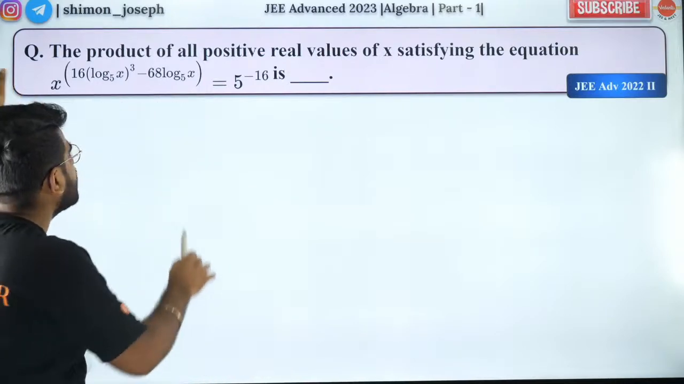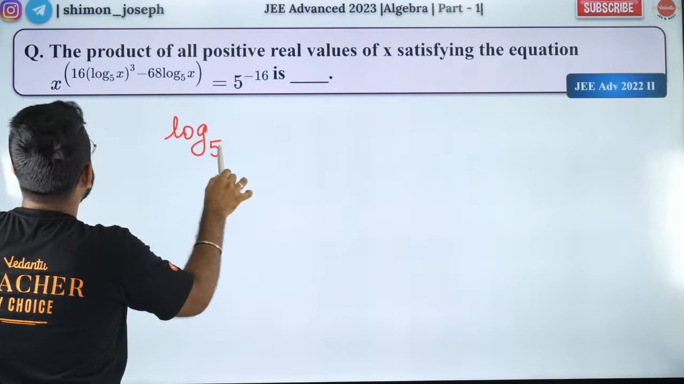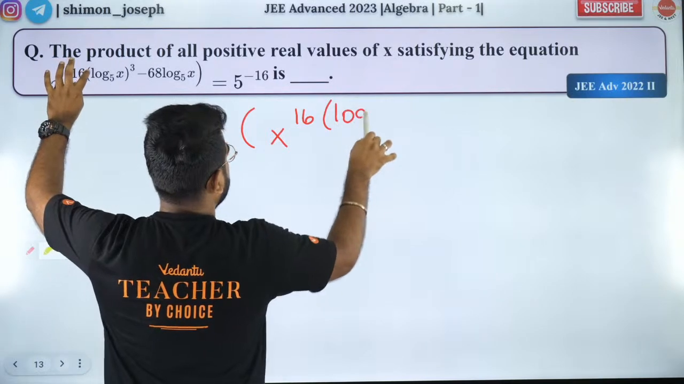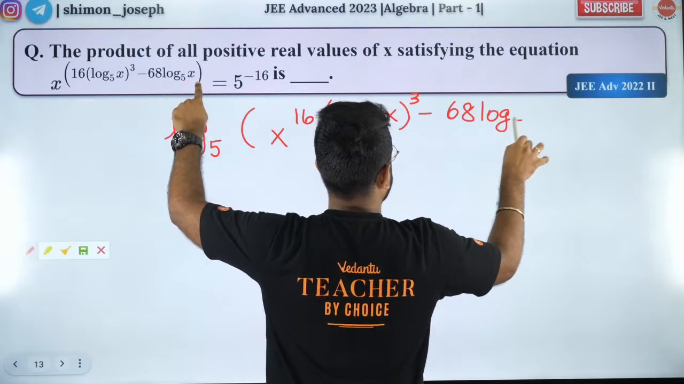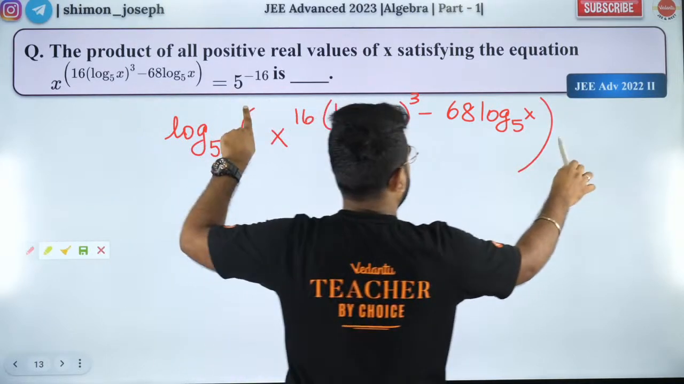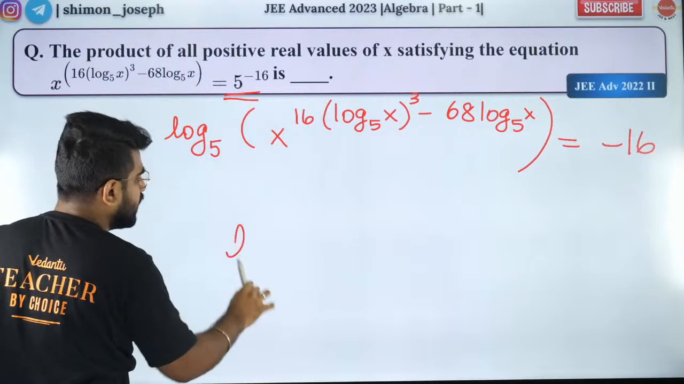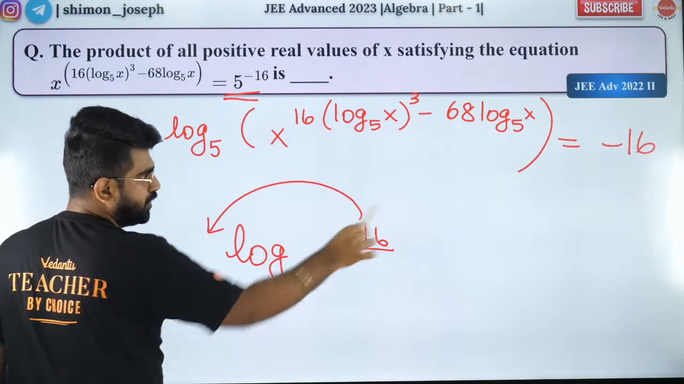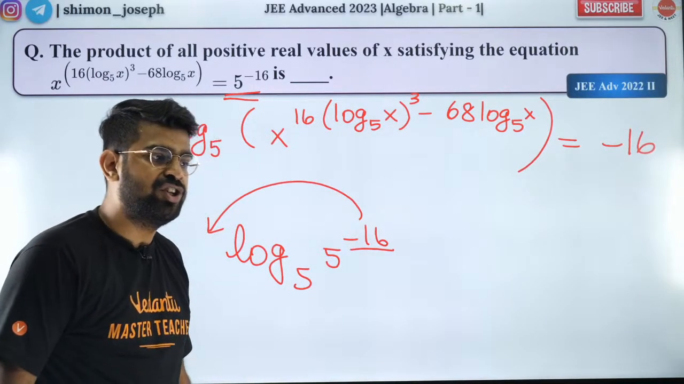So yeah, let's start off with taking log on both sides. So when I take log on both sides, I'll get what? Log to the base 5. I'll have x to the power 16 log to the base 5 x cube minus 68 log to the base 5 x. Okay, that is in the power, right? That is in the power, and that is equal to log to the base 5 of this, which will be minus 16. Okay, because the right hand side is what? The right hand side is log to the base 5 of 5 to the power minus 16. So this minus 16 will come to the front. So that will become minus 16 only. Correct now? Everybody okay? Are you all happy with this? Very good.